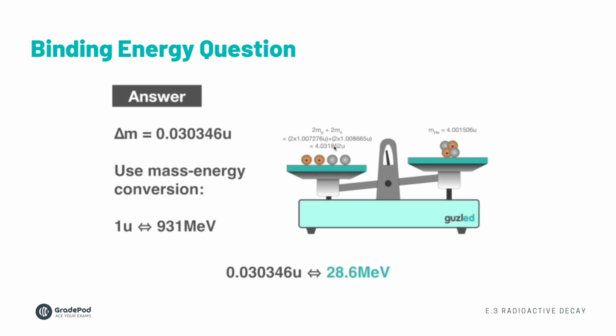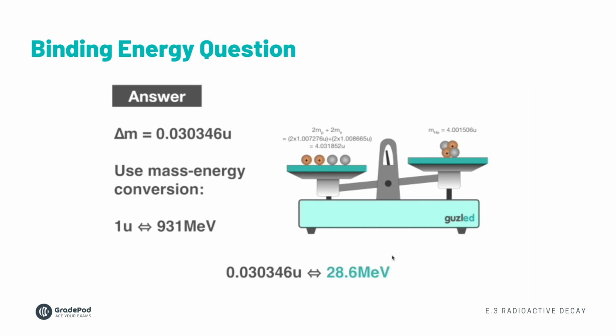Now, instead of turning it into kilograms and then popping it into E equals mc squared and then finding out how many joules it is and then turning it into mega electron volts, we can say that one atomic mass unit is equivalent to 931 mega electron volts. So we just simply multiply 931 by that number there, 0.0304, and that tells us that that mass defect is equivalent to 28.6 mega electron volts. That's the binding energy there.